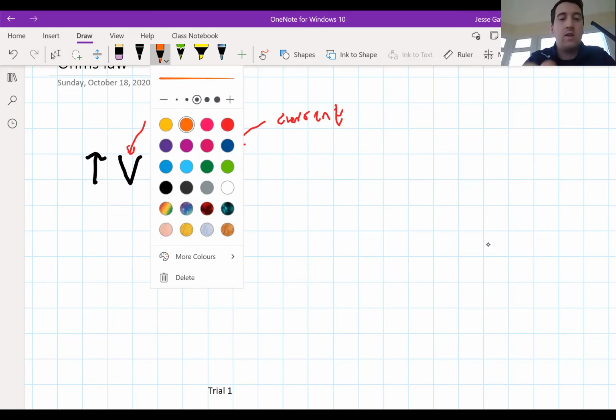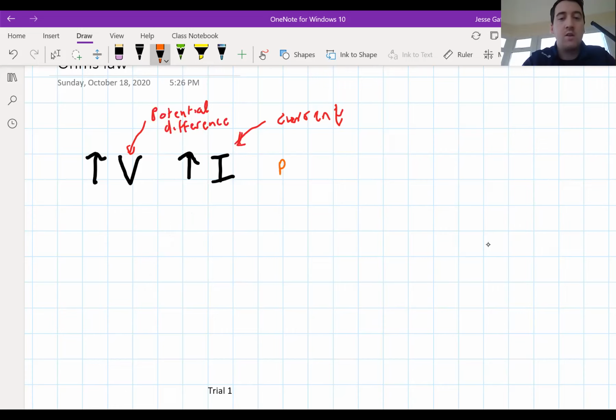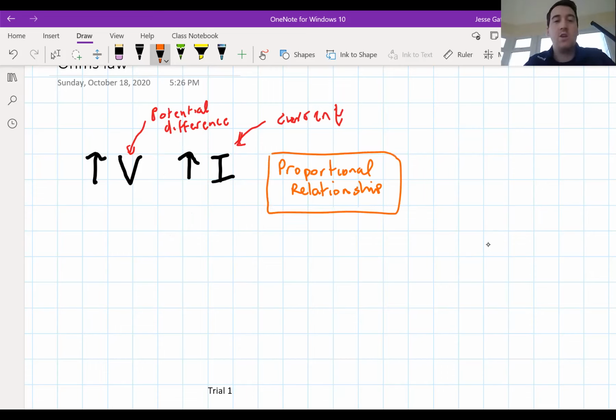Okay. We call the relationship between voltage and current a proportional relationship. And what that means is that if you increase one, you do the same to the other. So if I increase voltage, I increase the current. If I increase the current, I increase the voltage. If I decrease the voltage, I decrease the current. So whatever I do to one, it has the same effect on the other. We call this a proportional relationship.